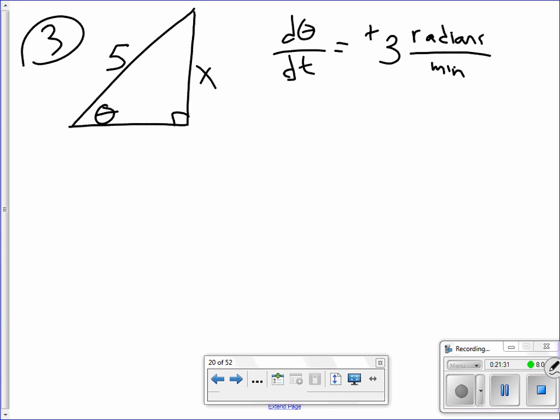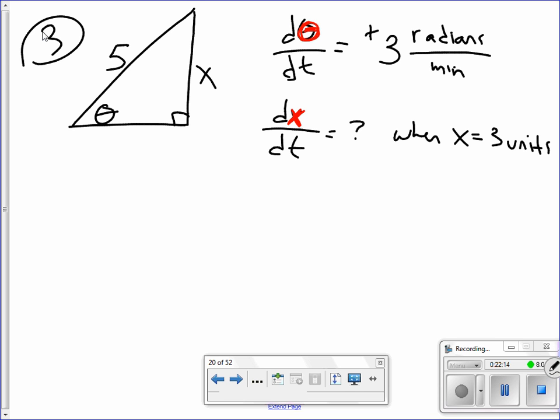At what rate is x increasing? What are they asking us for? dx dt. You did, that's great. And then it says when x equals 3, and they just said units. They didn't say centimeters or inches or anything. So since you have d theta dt and you want dx dt, you need an equation that has a theta in it and an x in it. So what is an equation, looking at this triangle? Sine of theta equals opposite over hypotenuse.